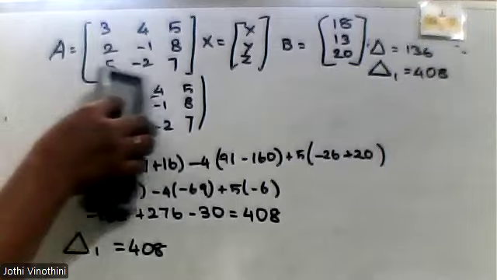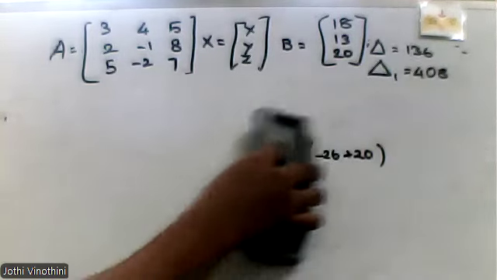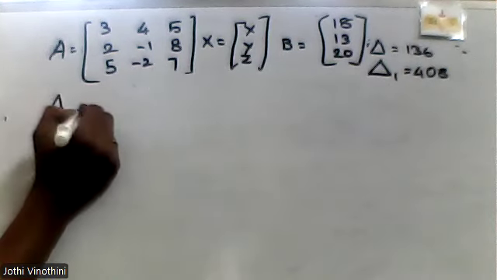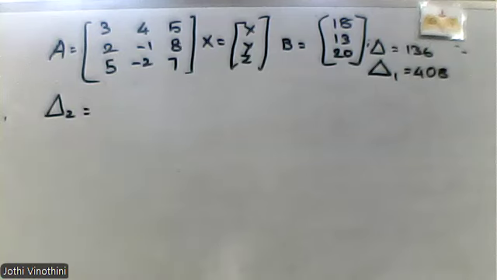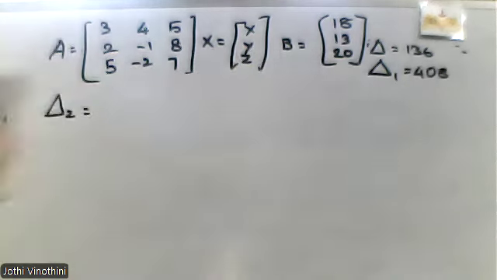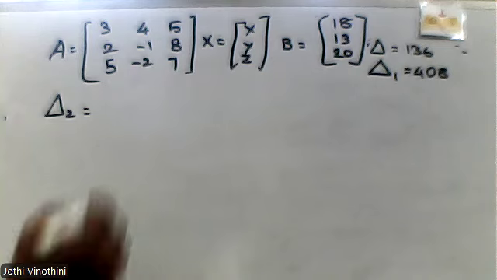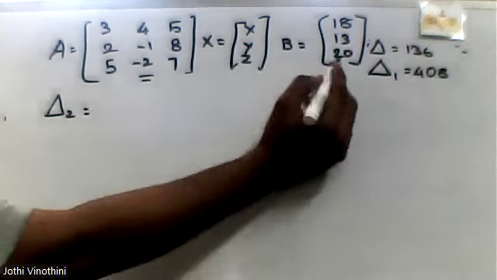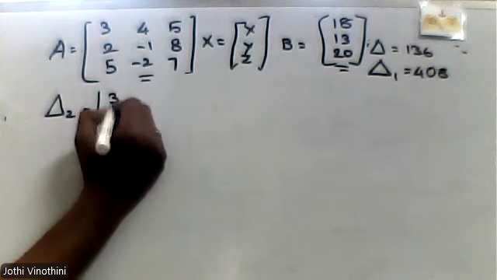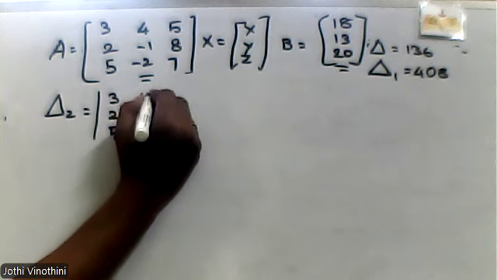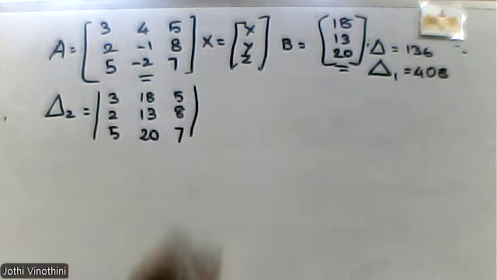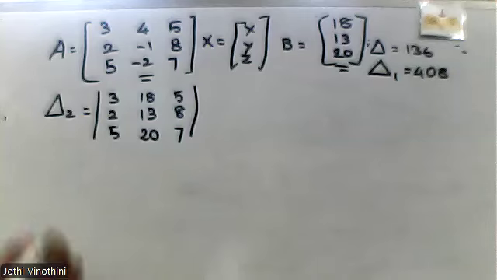Yes, super. So the next step is we are going to solve for del 2, right? Right. So what is del 1? We replace the first column elements by elements of B. So what is del 2? Simple. We are going to replace column 2 with elements of B. Shall we? Yes. So del symbolizes determinant. 3, 2, 5, 18, 13, 20, 5, 8 and 7. Clear? Clear.